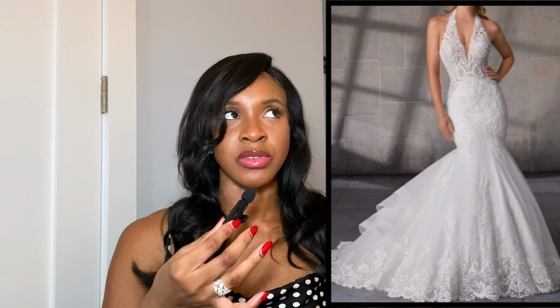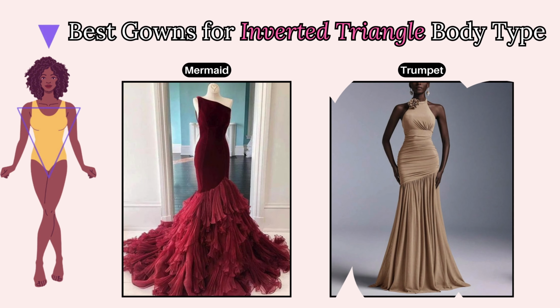And even though that is not at the hip area, it still pulls the eye downward because there's so much volume and movement at that part of the dress. So it tends to do the trick of adding volume visually, adding volume to the lower body if the inverted triangle body wears the mermaid gown.